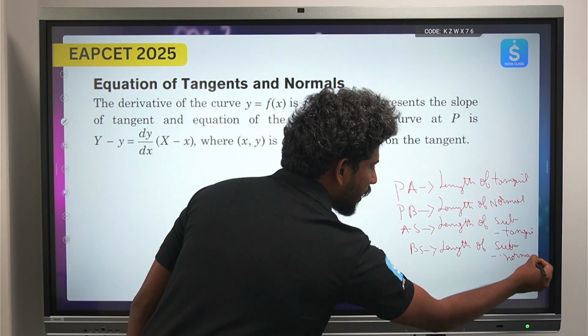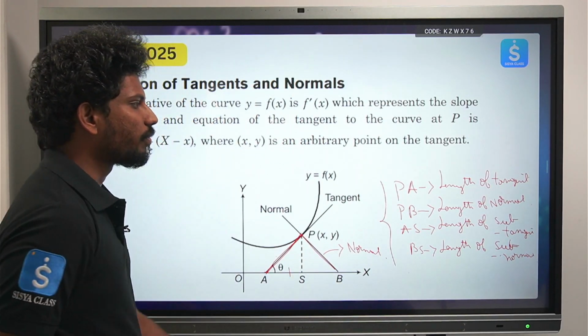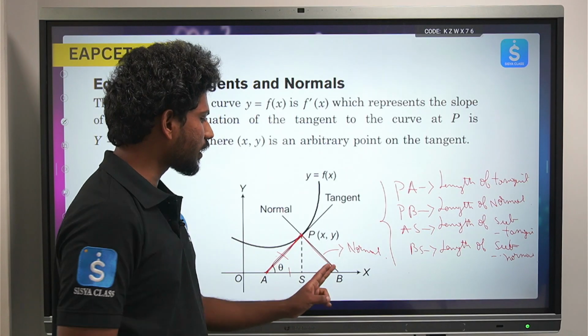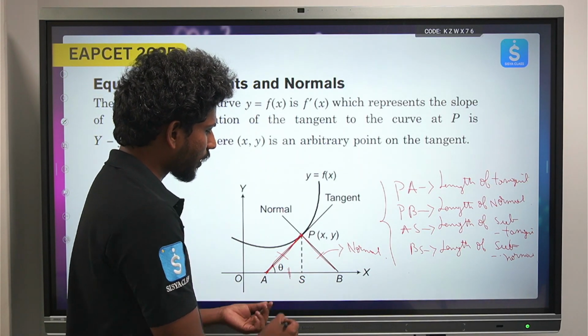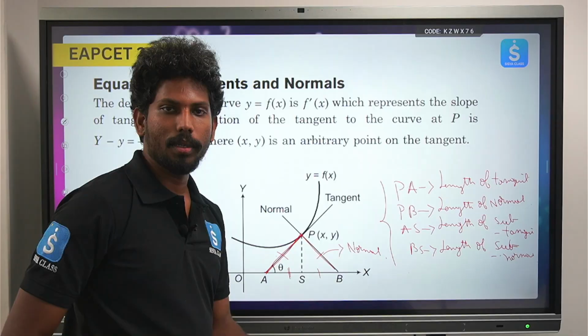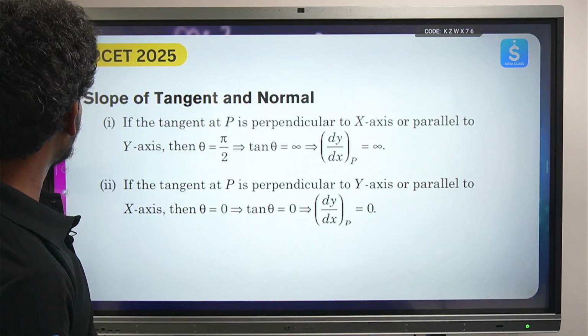So we have a total of 4 quantities, right? One is the length of tangent, this is the length of tangent. The next one is the length of normal, this is the length of subtangent, and this is called the length of subnormal. Everything clear, right? So that is how you can find them.